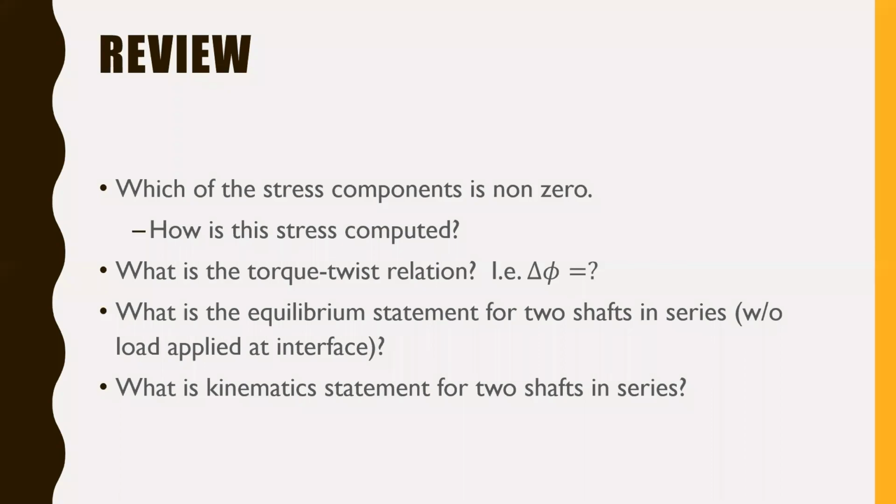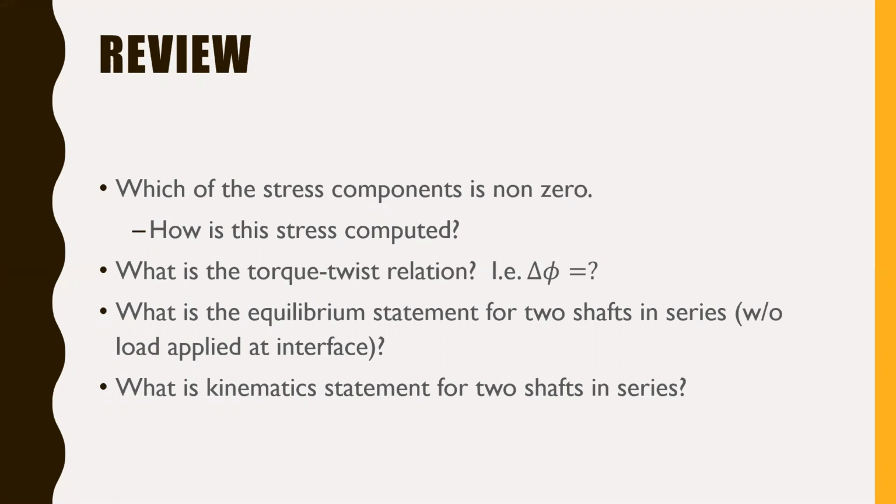Today's lecture is a continuation of the topic of torsion. Before we continue, a couple of questions just to get us back in that mindset. First, which of the stress components is non-zero? I'm going to say tau, but if I were asking about strain, then gamma would be the answer. But yes, tau theta z. Okay, so that's the one that's non-zero.